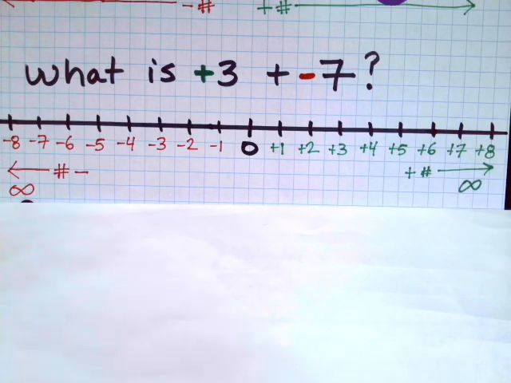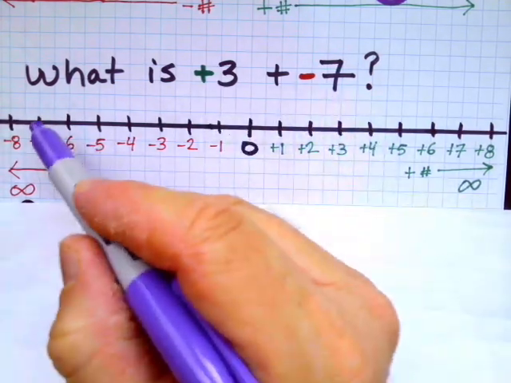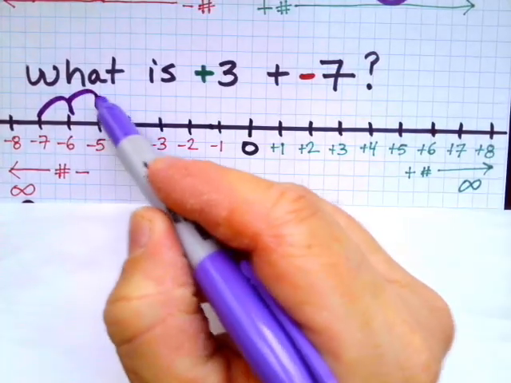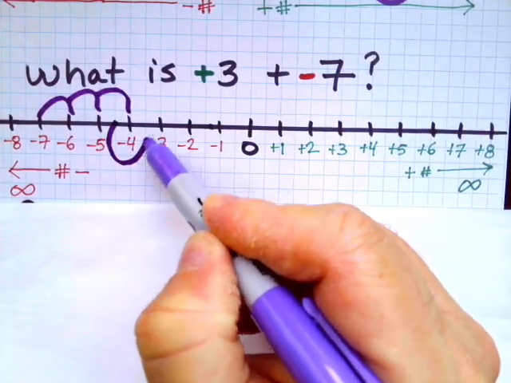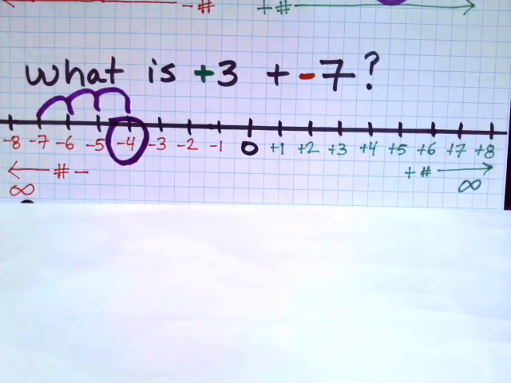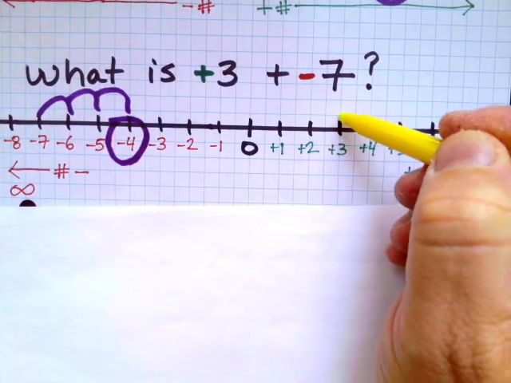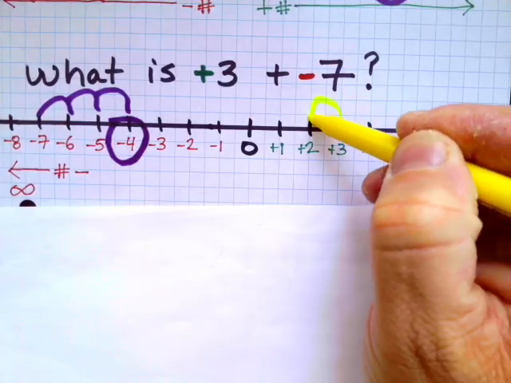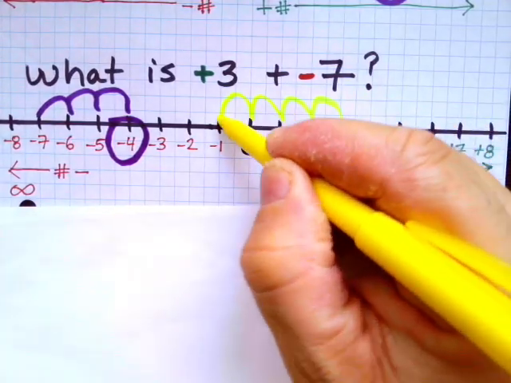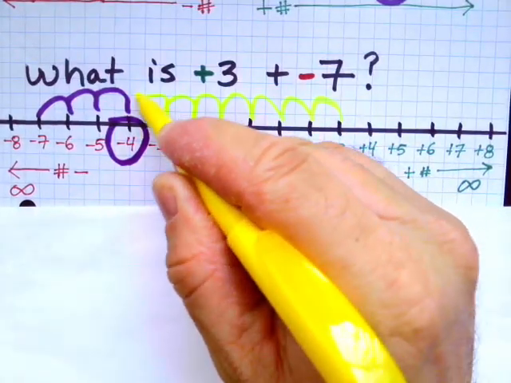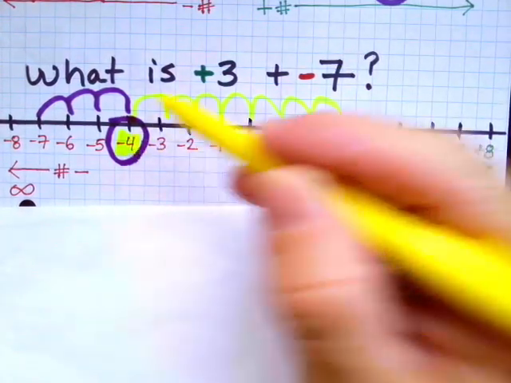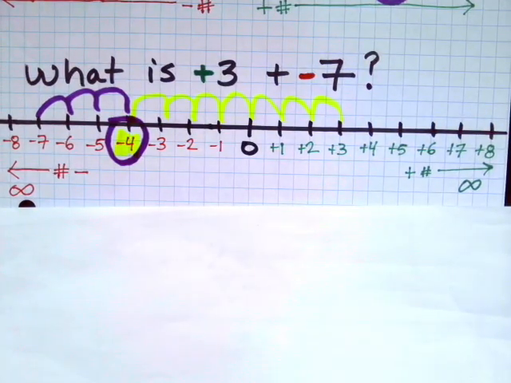So I'll do that. I'm going to start at negative 7 and I'm going to go 3 in the positive direction. So 1, 2, 3. I end up at a negative 4. That is going to be my solution. But let's say I didn't start at negative 7 and work my way in the positive direction. I started at the positive 3. Well, you can do that. Start at positive 3 and go negative 7. 1, 2, 3, 4, 5, 6, 7. You are going to end up with the same exact solution.